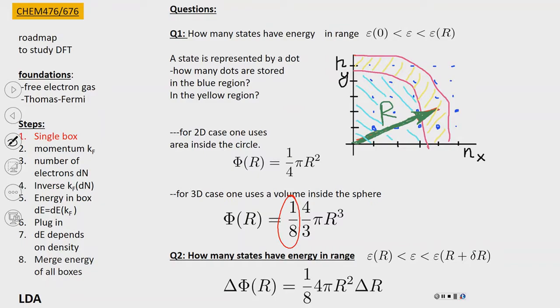And if you need the number of these yellow states, it will be the derivative of this 4/3 pi r cubed, and then the width of the string.